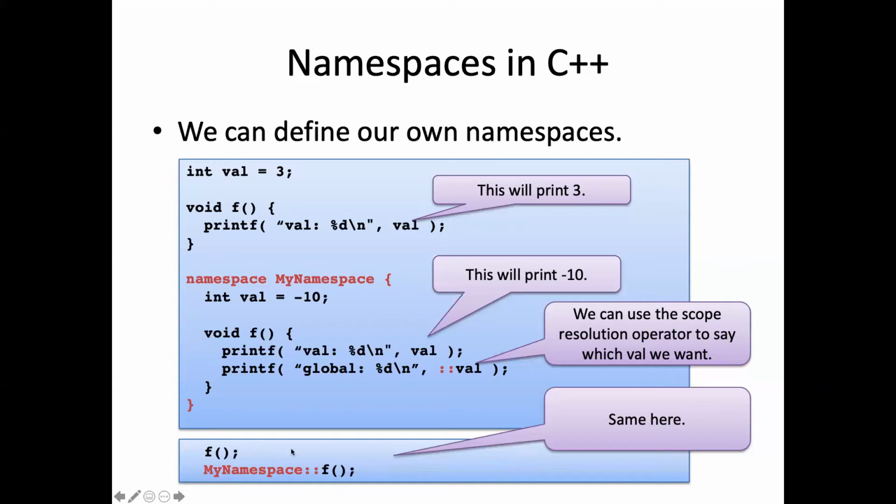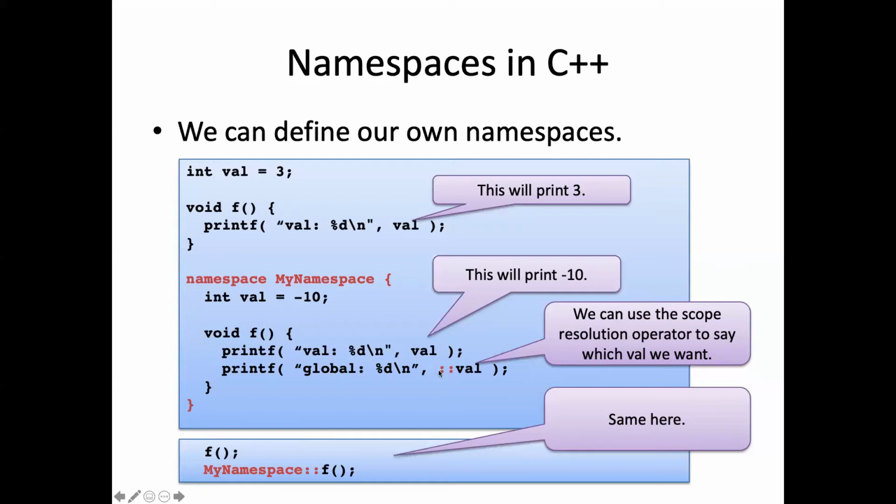Even inside this function, I can decide what things I want to access. If I print out val, and I don't say anything otherwise, I'm going to get the one in the narrowest surrounding scope. So I'm going to get the one defined in my namespace. If I want the one up here, I can use the scope resolution operator to get it.